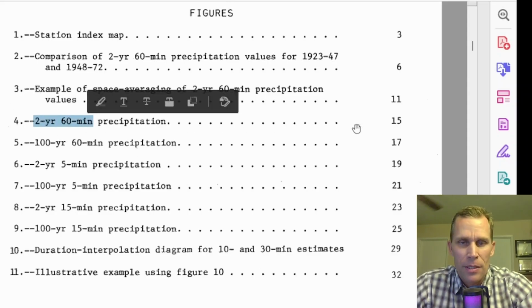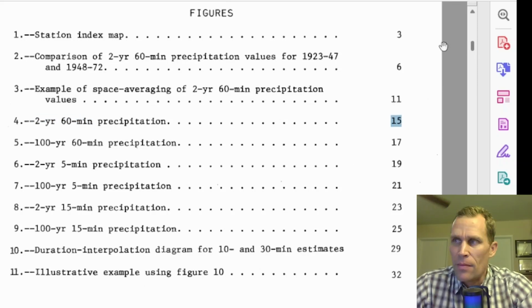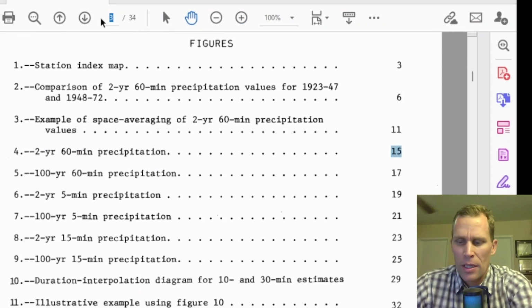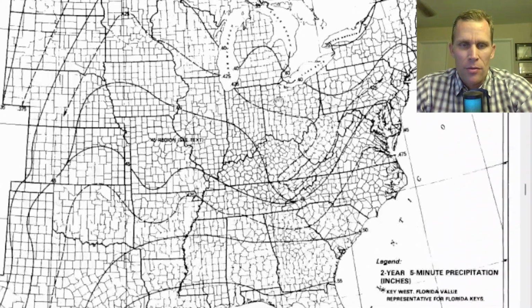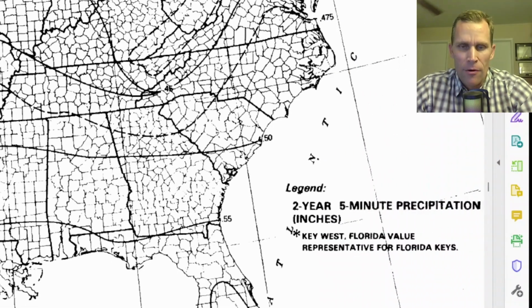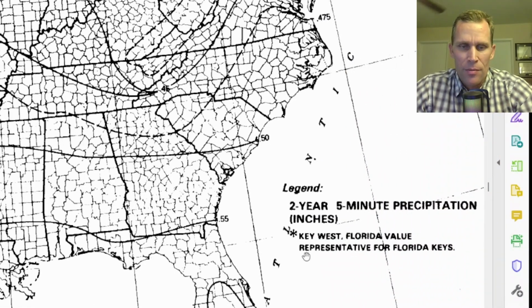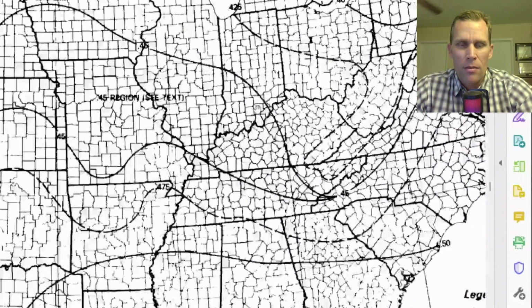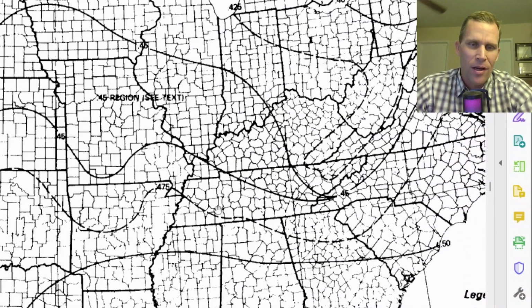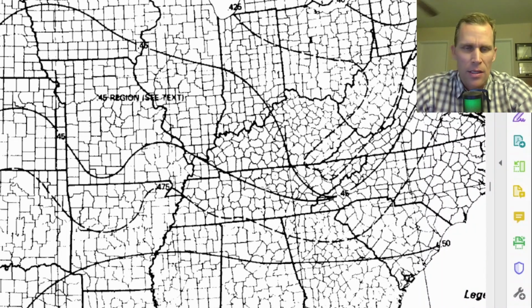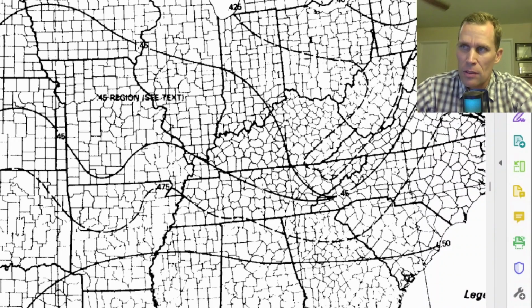2-year, 60-minute precipitation. It says it's on page 15. In my PDF file, it's actually page 20. So here it is. I'm going to scroll down a little bit, zoom in, and confirm indeed this is the 2-year, 5-minute precipitation map. And what we have are lines on this map with county outlines and state outlines as well. It's a little bit blurry and kind of hard to read, I'll give you that. But what we're looking for is to ultimately find our location and then interpolate between the lines that represent the precipitation for this 2-year and 5-minute storm event.